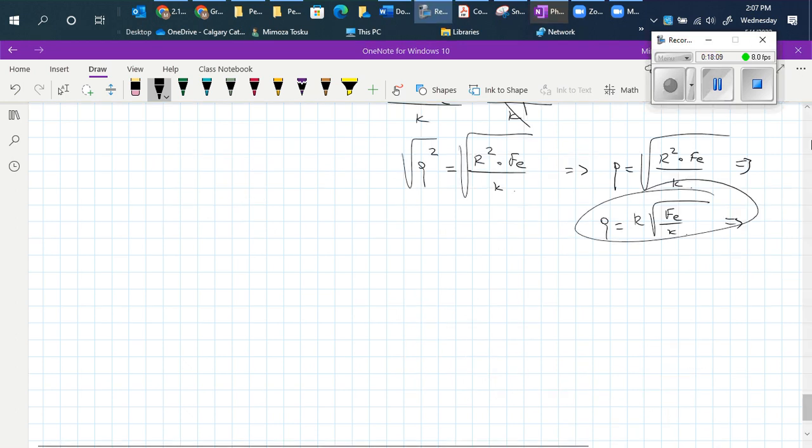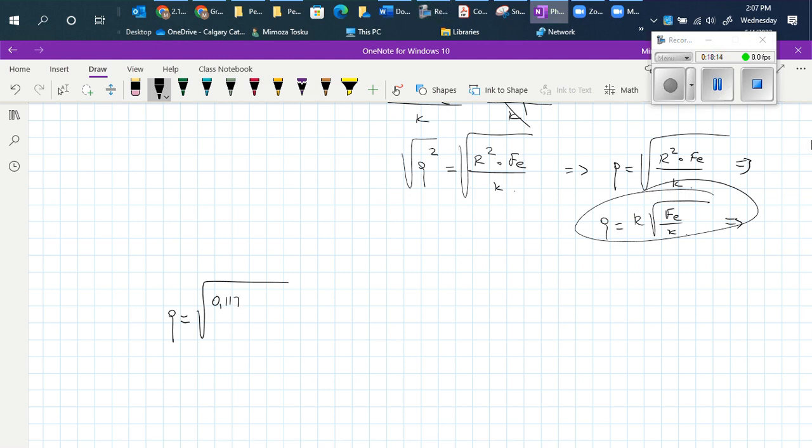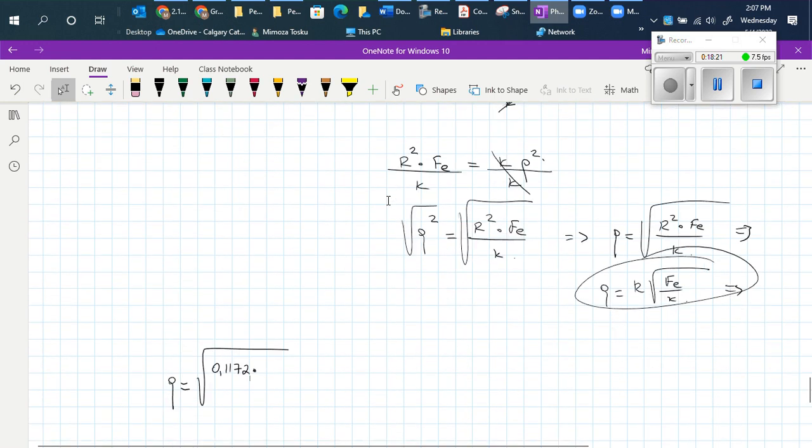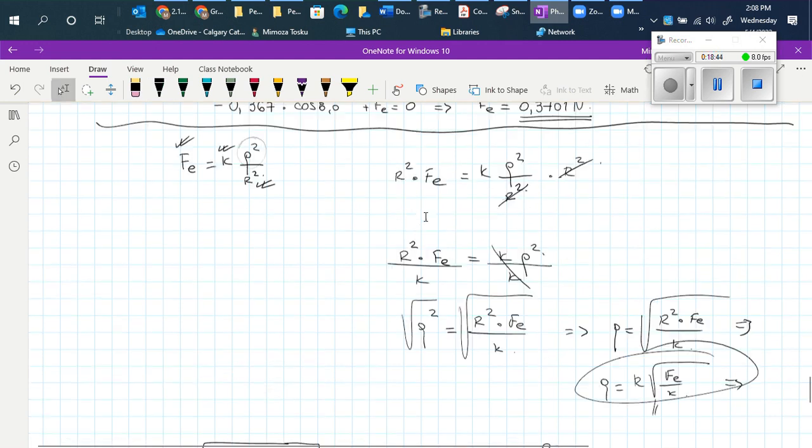In our case, Q will be the square root of 0.1172, I think it was, times the electrostatic force that we just found, 0.3701, over K, that is 8.99 times 10 to the power of 9. And then we square root everything. If you are using the right triangle method, then use this formula, and then you will have a substitution like this.